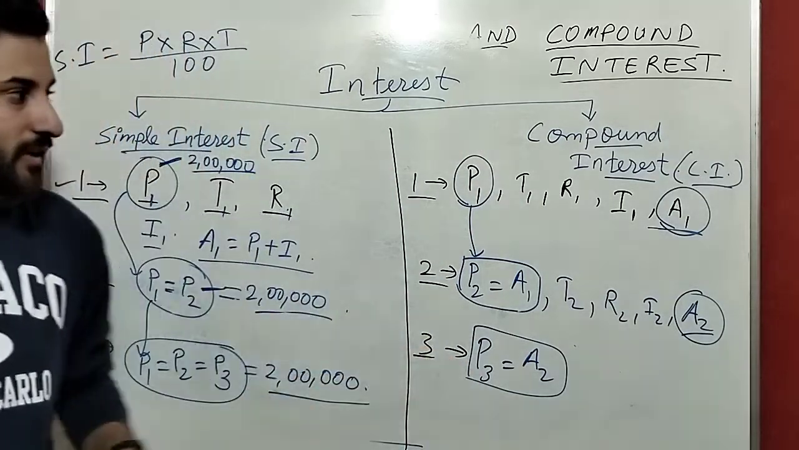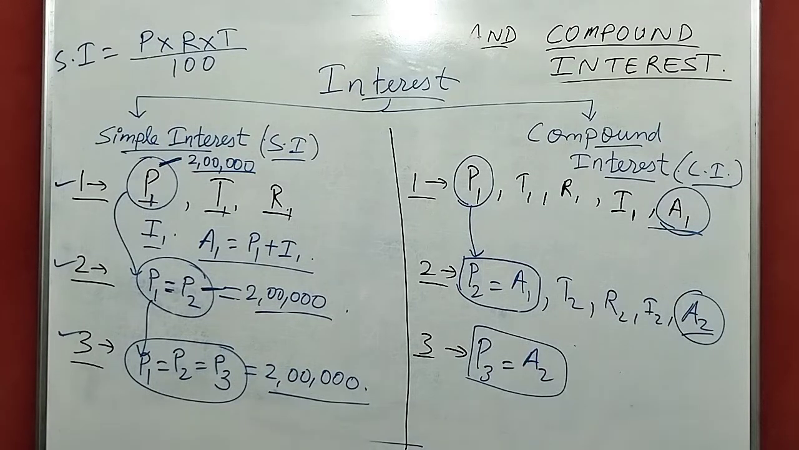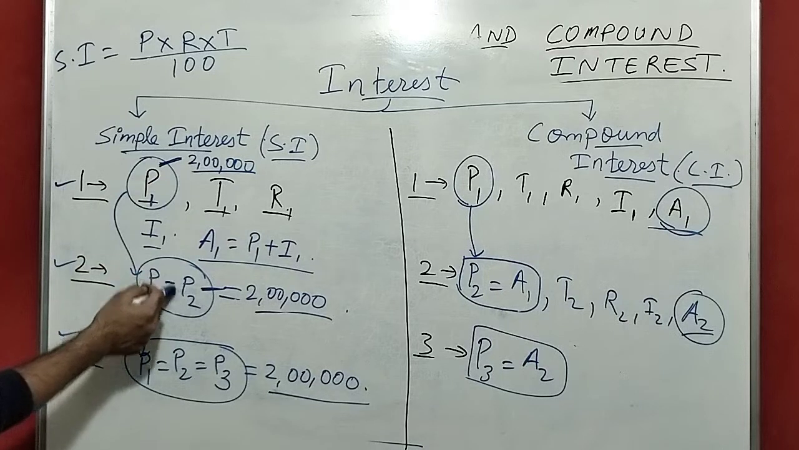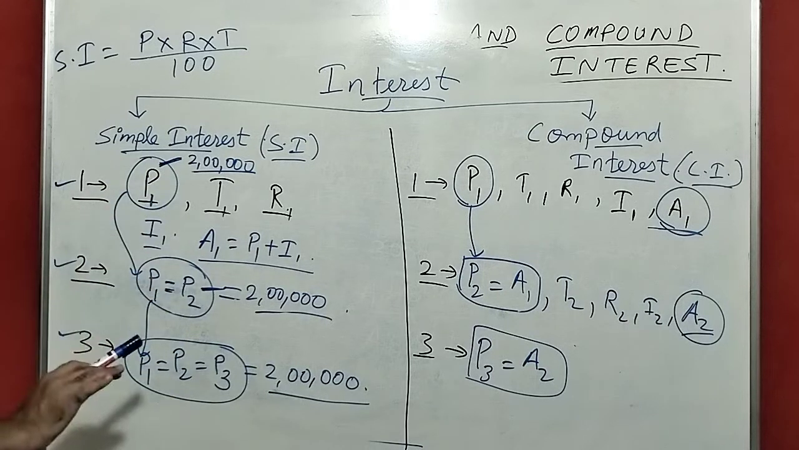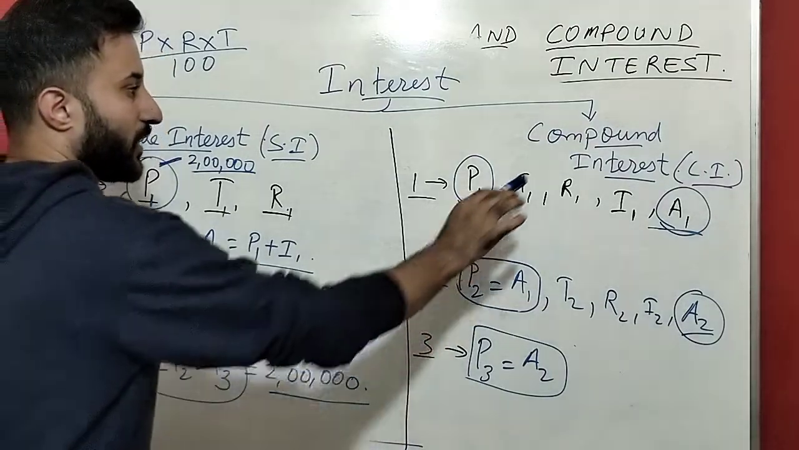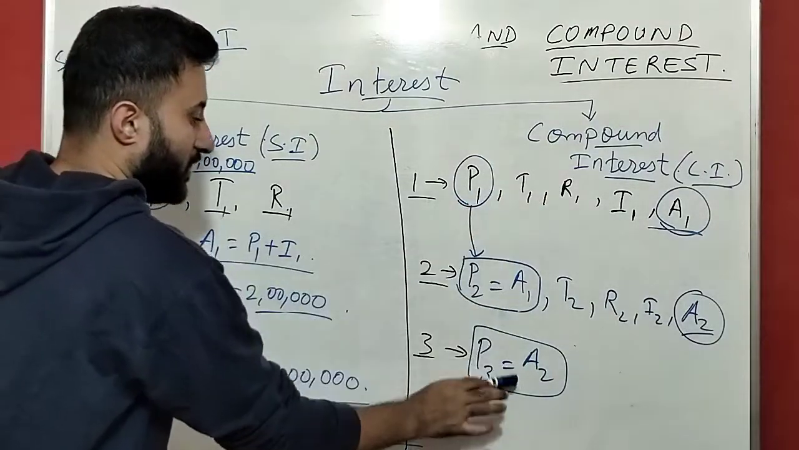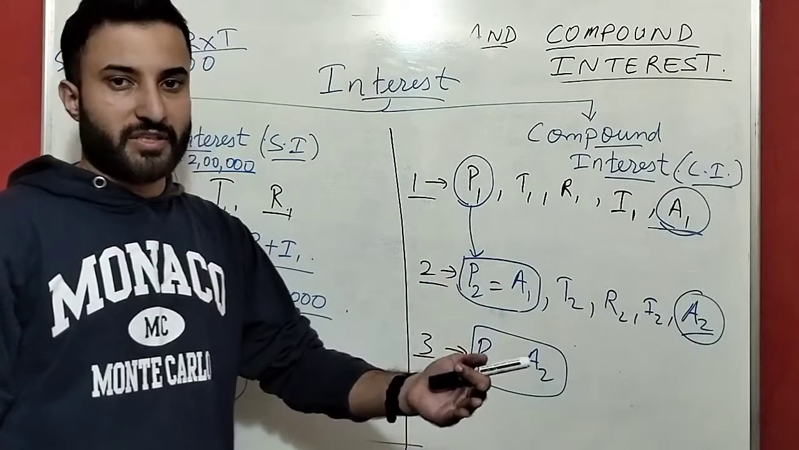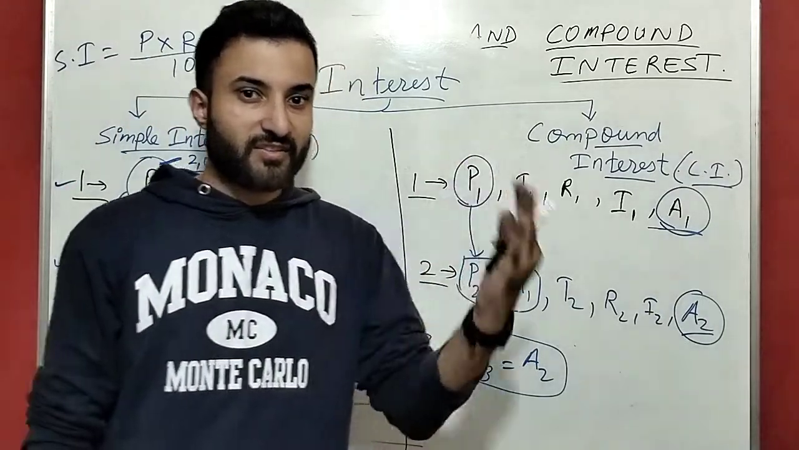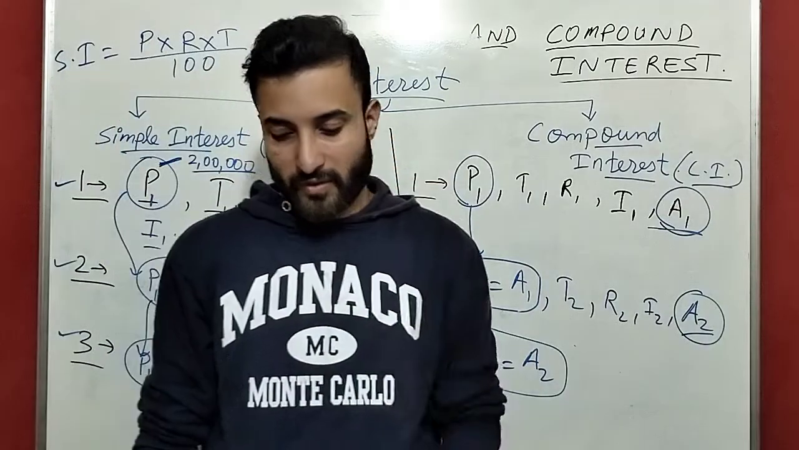I hope everyone understands. So once again I will say, in simple interest, each and every year the principal remains the same. But in compound interest, each and every year the principal keeps on changing. So this is the difference between simple interest and compound interest.